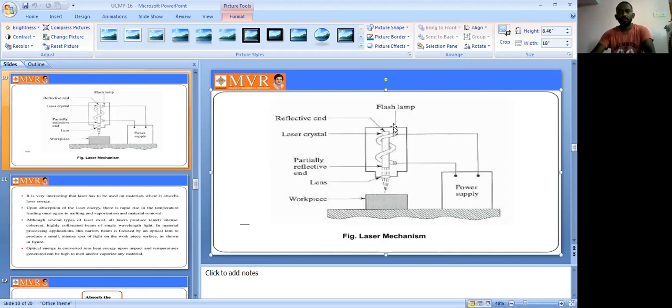Here is the flash lamp, and the flash is produced from it. This flash, which we can call the heat source, passes directly to the partially reflecting end. From this end it is sent to the lens. The lens focuses the heat source exactly on the position of the workpiece where we want to machine. After that we can melt or vaporize to remove the metal from the workpiece. This kind of operation is called the laser beam machining process.